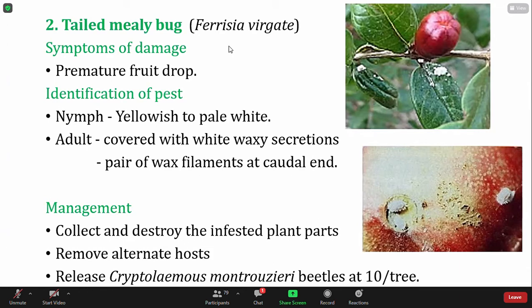How can we identify this pest? The nymphs are yellowish to pale white color, and the adult is covered with white waxy secretions. A pair of wax filaments at the caudal end can be observed. The management practices are to collect and destroy the infested plant parts, remove the alternate host, and release Cryptolaemus beetles at 10 per tree.